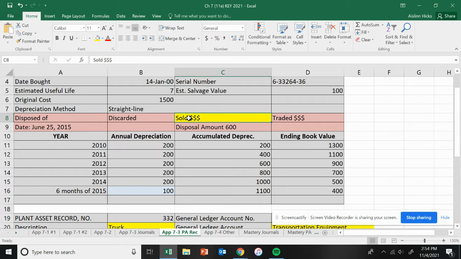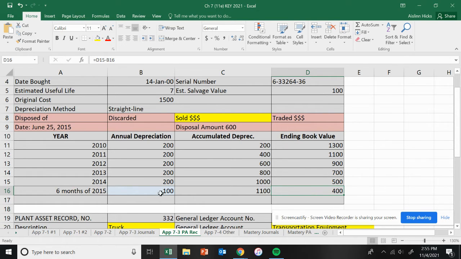I'm going to click on the sold, and the book tells me I'm selling it for $600. June is 6 months into 2015. You can count it on your fingers. January through the end of June is 6 months. So that's why I'm doing another 6 months of 2015. You can see I took 1/2 of $200, 0.5 of this, 6 months. And I added that $100 into the depreciation, and I subtracted it out of the ending book value.